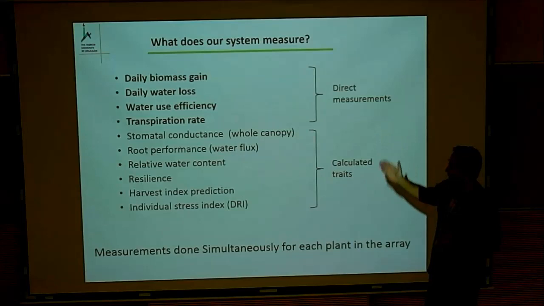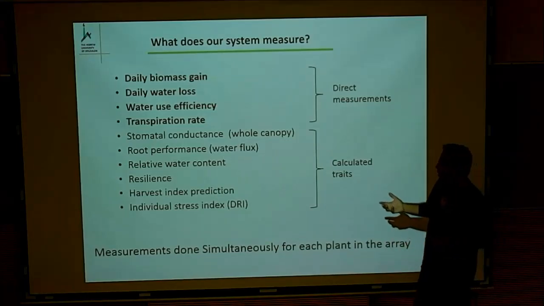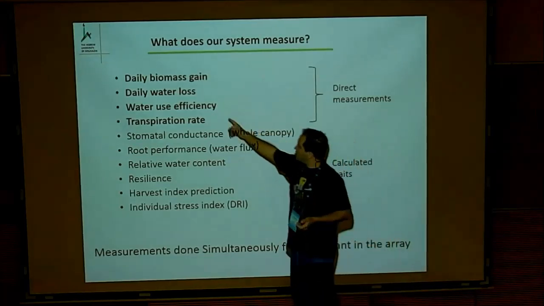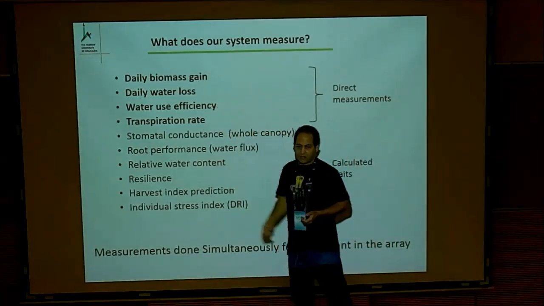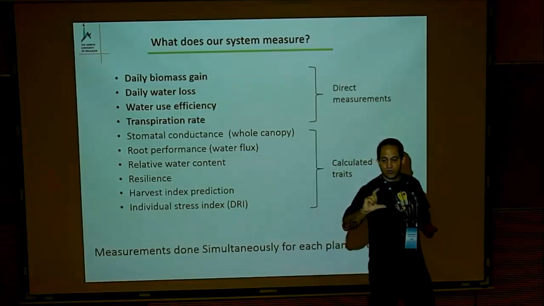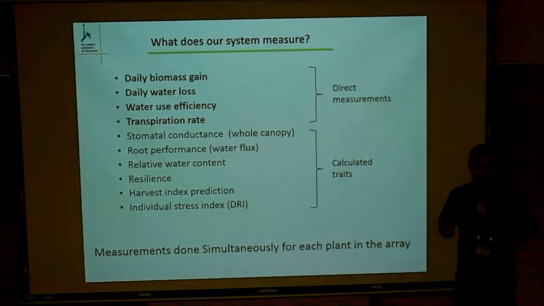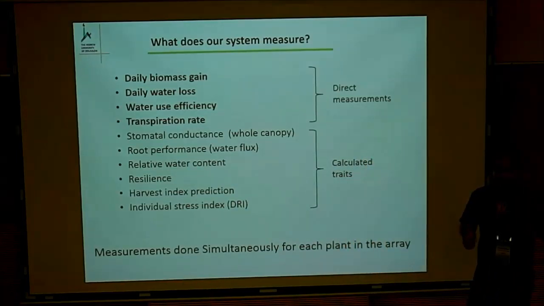So we have daily biomass gain in grams. The system is very sensitive. We can measure even a few grams per day. Daily water loss, so it's just how much water the plant loses. And we also know how much biomass the plant gains, so we have agronomic water use efficiency: how much wet biomass is gained per how much water is lost.